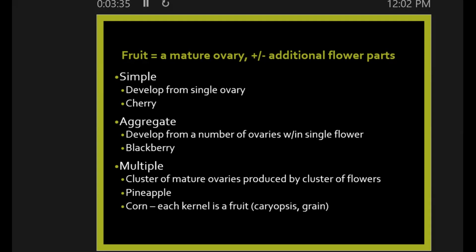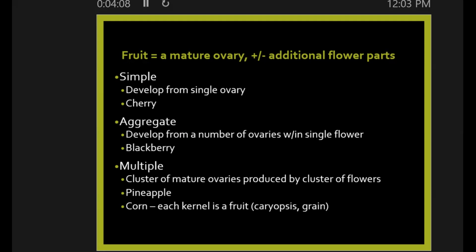So simple, aggregate, multiple are the terms that you should know walking into the exam next Monday, by the way. So remember, the final exam is Monday at noon in here. Okay, and Emily and Olivia will be here as well. And so both lecture and lab session exams will be given in here.